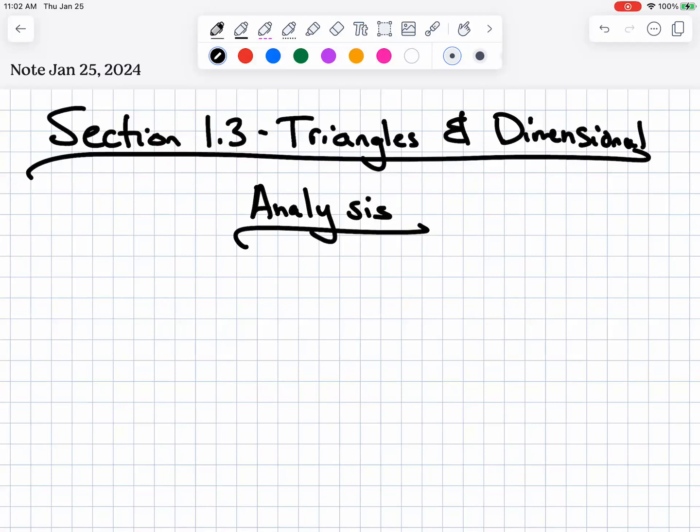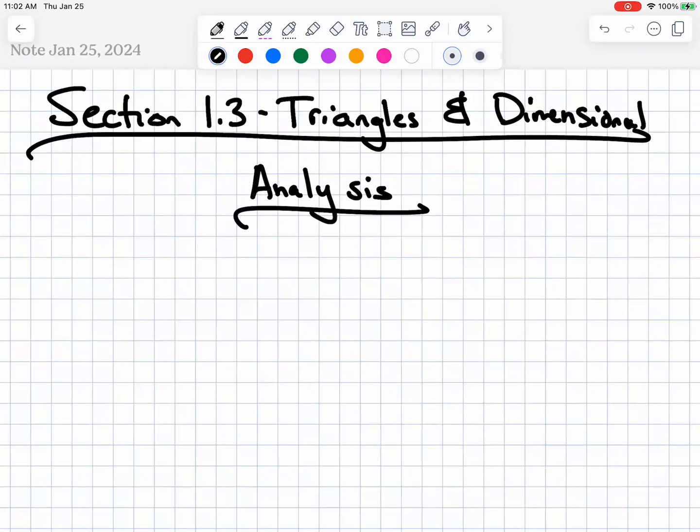So section 1.3 is on triangles and dimensional analysis. Dimensional analysis just makes it sound way more intense than it is. It's really just called unit conversions. But either way, we'll start off today. We'll talk about triangles, and I don't really know why dimensional analysis is in the same section as 1.3 from our textbook, but I guess because 1.3 we have to do with proportions. So and dimensional analysis deals with proportional relationships, but we'll get there. So we'll start off with triangles.